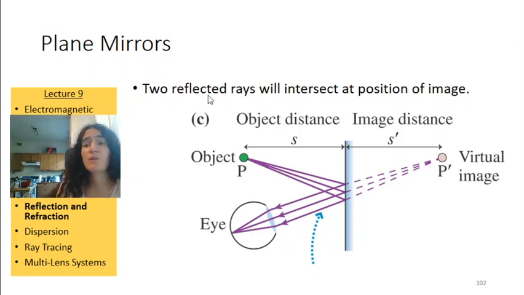You could do this with not just one beam of light, but several beams of light, and show that your eye would interpret that there is a virtual image that looks identical to the object that is in front of the mirror.